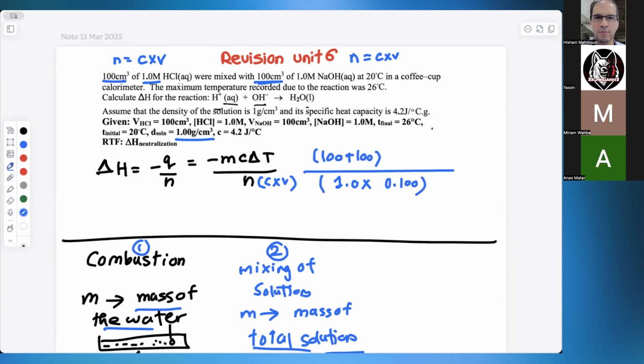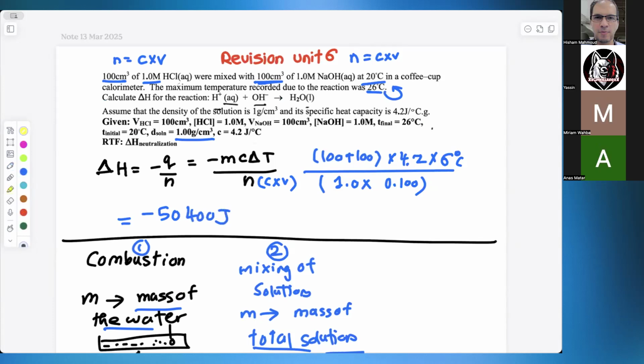What about the C? The specific heat capacity of the water is mentioned here as 4.2, and the change in temperature is the final temperature minus the initial. So finally, it's become 26, and initially it was 20. So 26 minus 20 is 6 degrees Celsius. By doing this, I will find the delta H that's equal to negative 50,400, and it is joules.